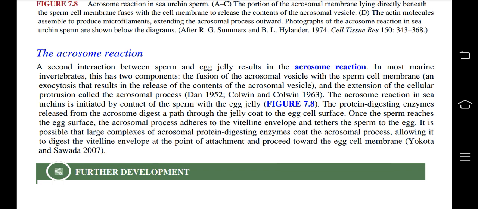The protein digesting enzymes released from the acrosome digest a path through the jelly coat to the egg cell surface. Once the sperm reaches the egg surface, the acrosomal process adheres to the vitelline envelope and tethers the sperm to the egg. It is possible that a large complex of acrosomal protein digesting enzymes coats the acrosomal process, allowing it to digest the vitelline envelope at the point of attachment and proceed towards the egg cell membrane.